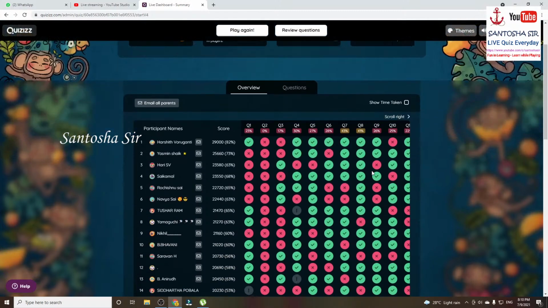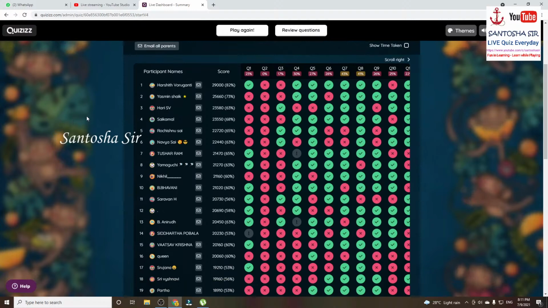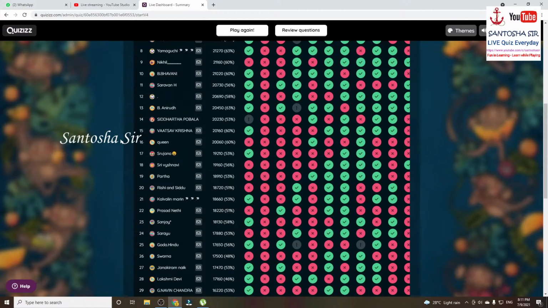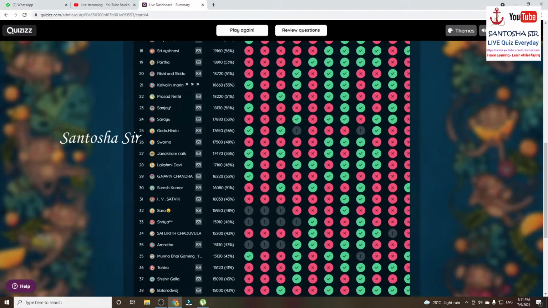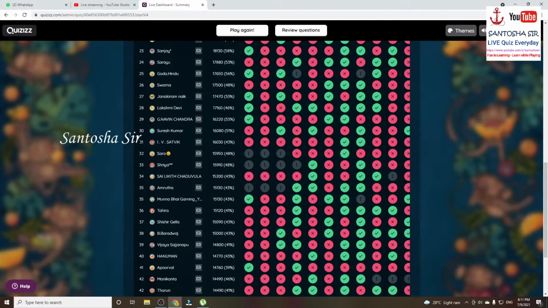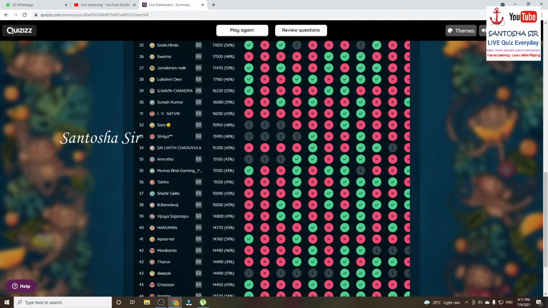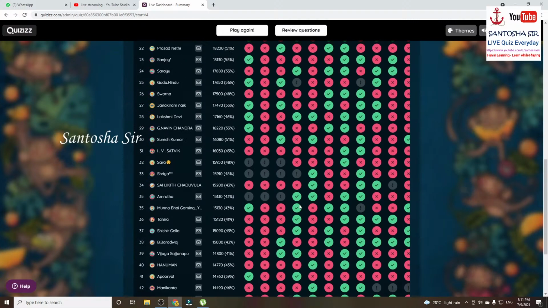Good. So we have Harshit on the first position, followed by Yasmin Sheikh, Hari SV, Sai Kamal, Rochishnu Sai, Navya Sai, Tushar Ram, Yamaguchi, I don't know who's that, Nikhil Bhavani, Shravan, and no name, it's just a dot there. Anirudh, Siddhartha, Vatsav Krishna, Srijana, Sri Vaishnavi, Partha, Rishi and Siddhu, and many more names down to Manoj and Shivani. These are the 47 names that I could see on the front page.